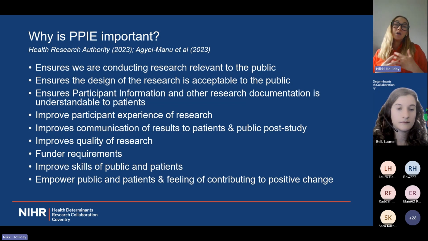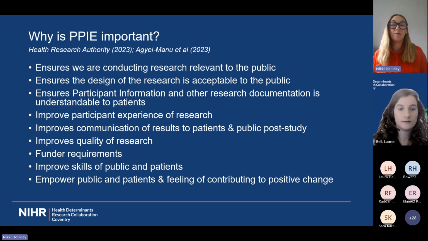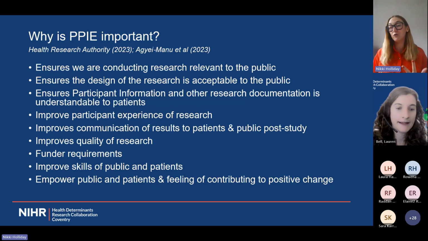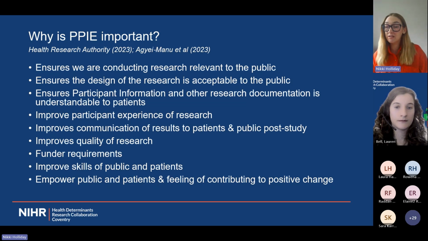It ensures that participant information and any other research documentation, information leaflets, consent forms, advertising materials, it can help to make sure that those resources are understandable to patients and public and the people we want to attract into our research. It can improve the participant experience of research.